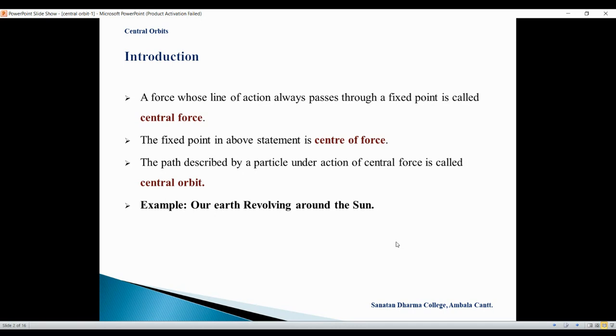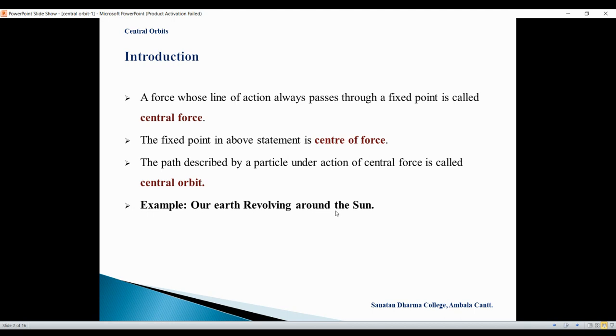Introduction. A force whose line of action always passes through a fixed point is called central force, and that fixed point in this definition is called center of force. And the path described by a particle under action of central force is called central orbit. For example, our earth revolving around the sun or moon revolving around the earth.